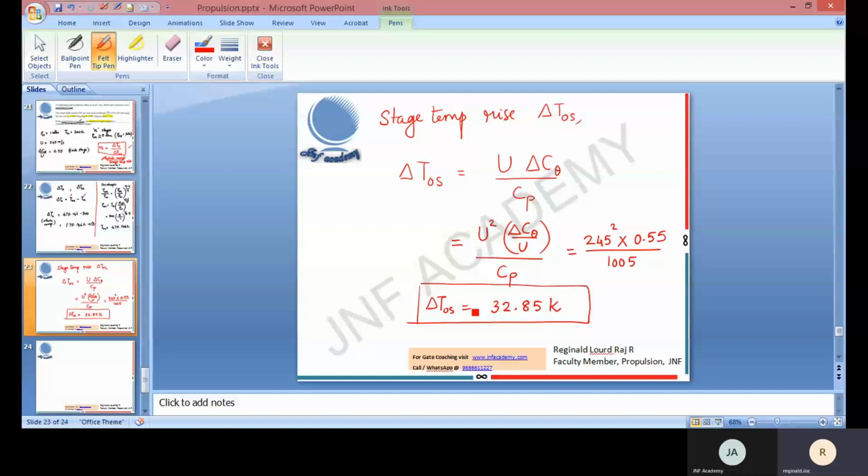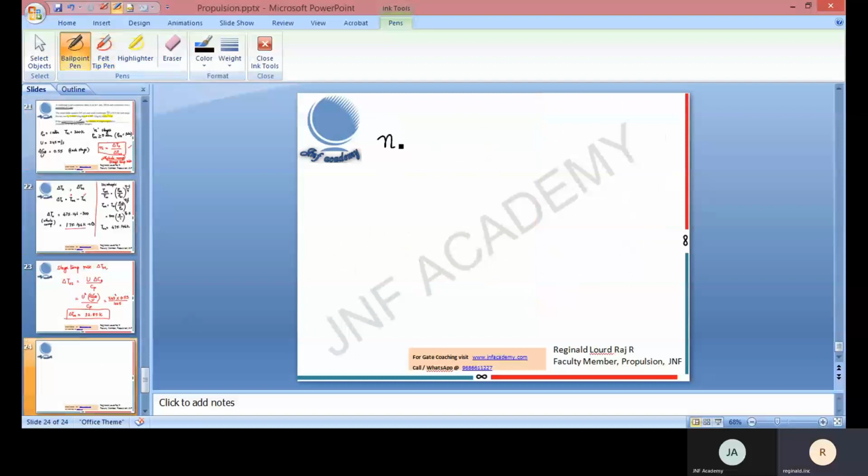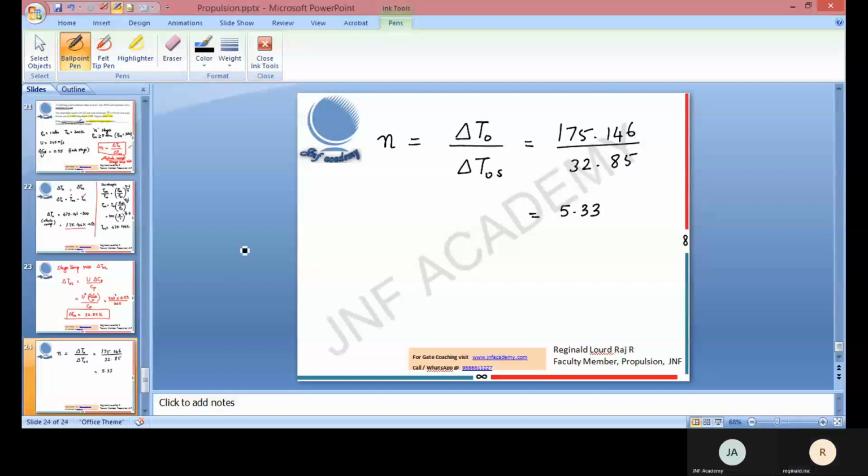So you know that the stage temperature rise is 32.85, and totally after every stage is over, the final temperature rise has to be at least 175.146 Kelvin. Now you divide one by the other, you get the number of stages. So delta T0 by delta T0s, 175.146 divided by 32.85 gives me the number 5.33.